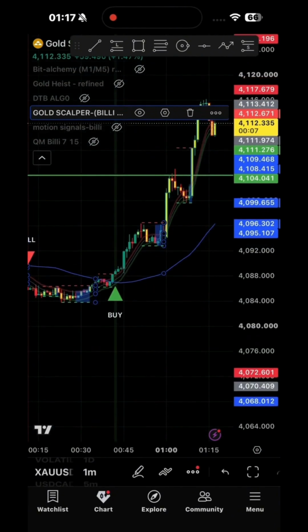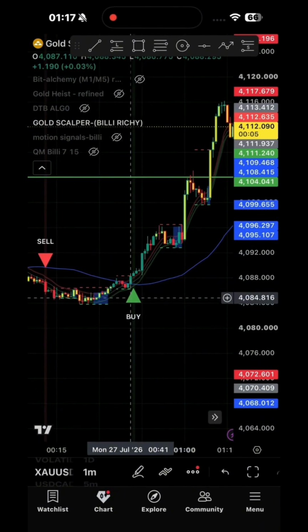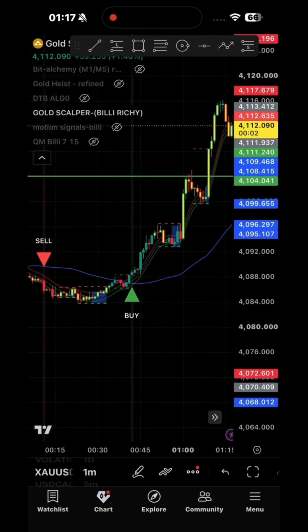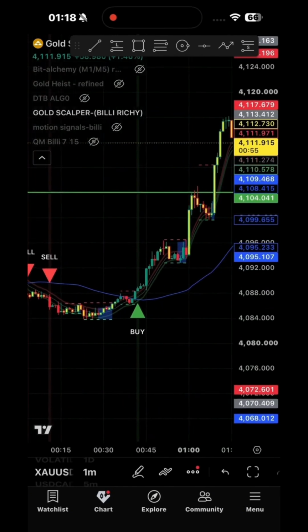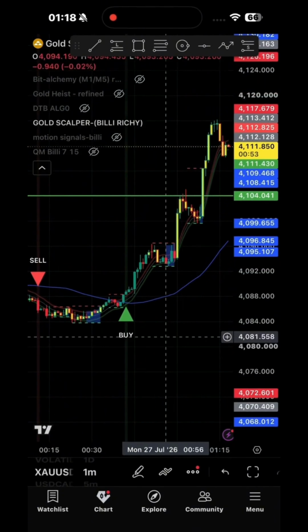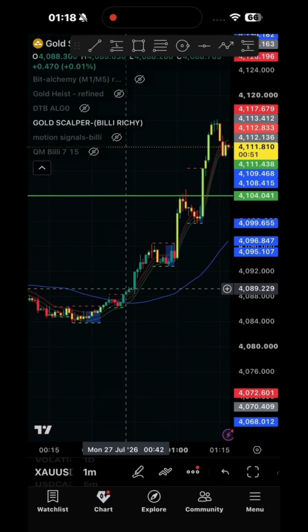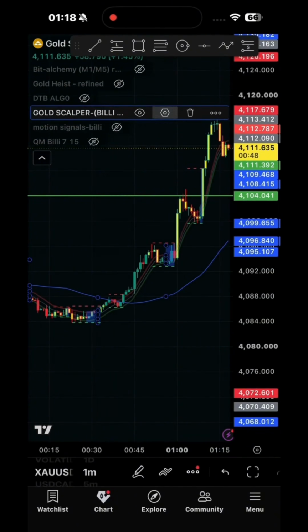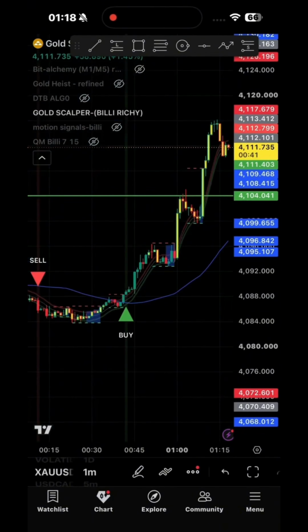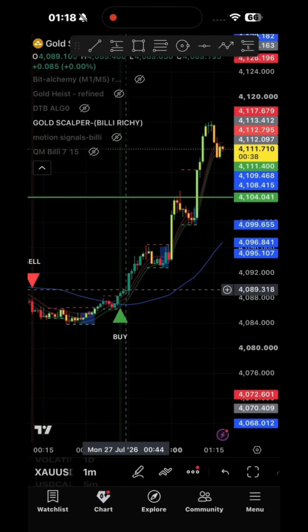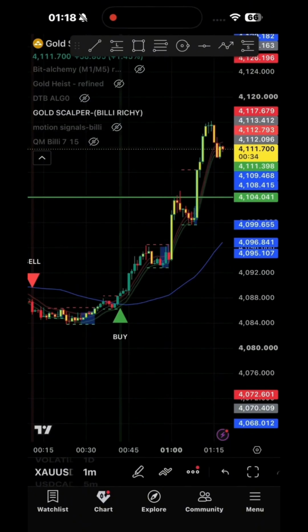Look at the buy. It gave the buy at that exact time, and then the market started pushing up straight to the upside. Let me pause the settings again. So it gave the buy, and then the market pushed up to the upside. If I remove the settings, it will not show. But if I turn on trading during the Asian session, it will bring the buy. So look at the buy.